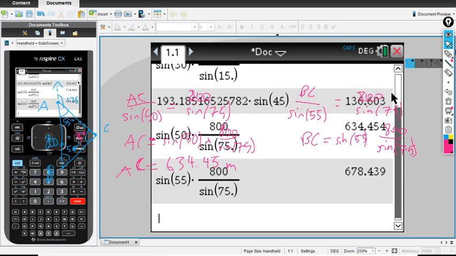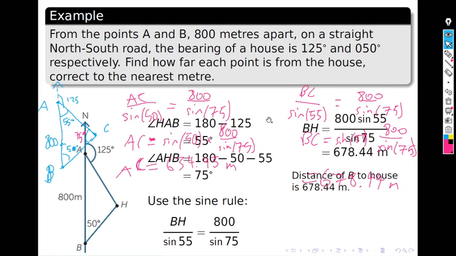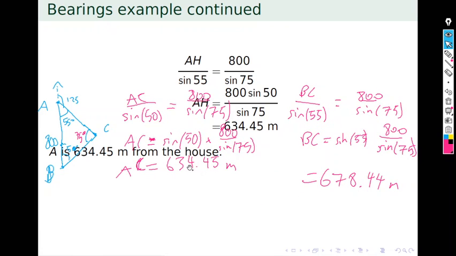We can just pull that down, change this 0 to a 5, and I think we're doing the right thing. They're similar distances, aren't they? So BC is 678 point, let's say 44 meters. Cool. And let's just see if the slides agree. 678. Yep. We're calling H for house. That makes sense. And what was the other one?